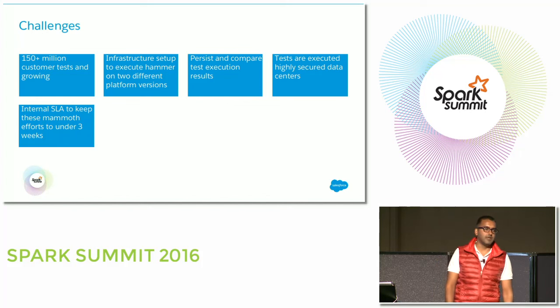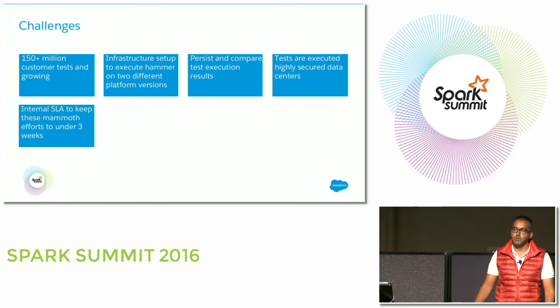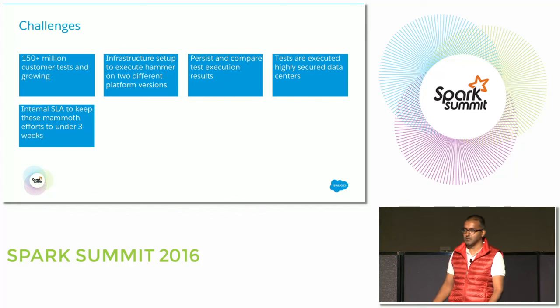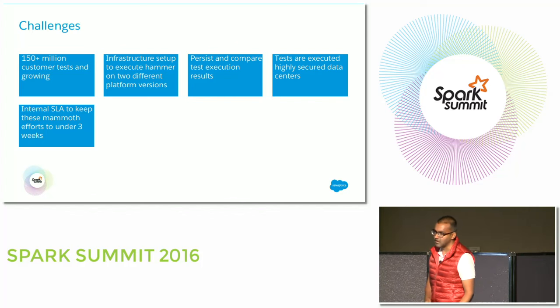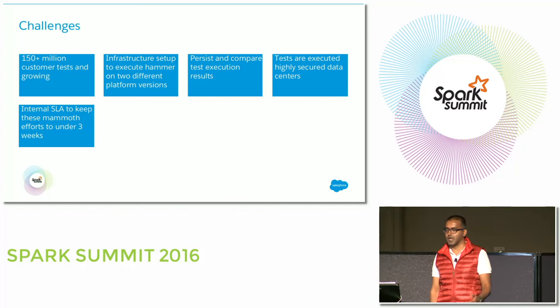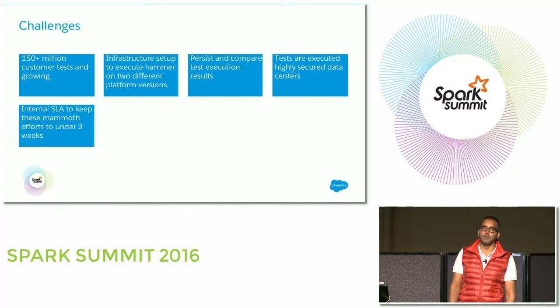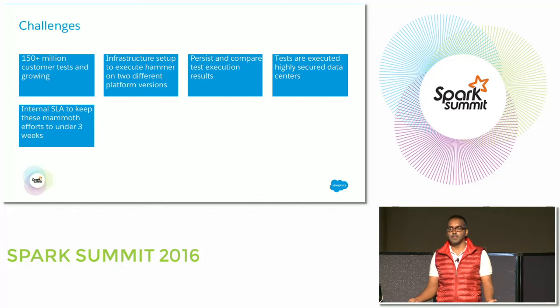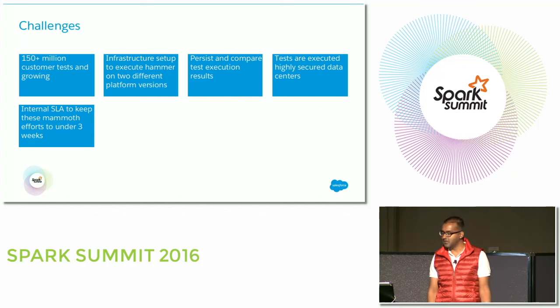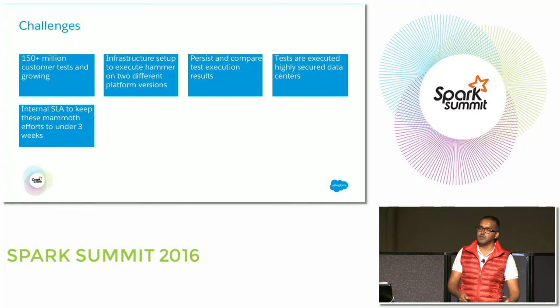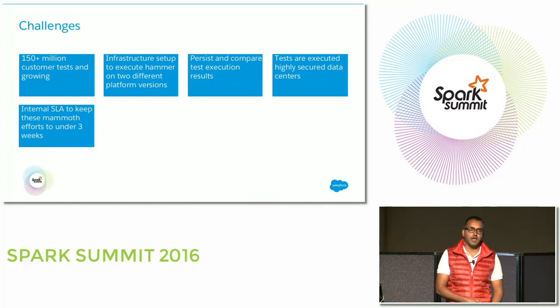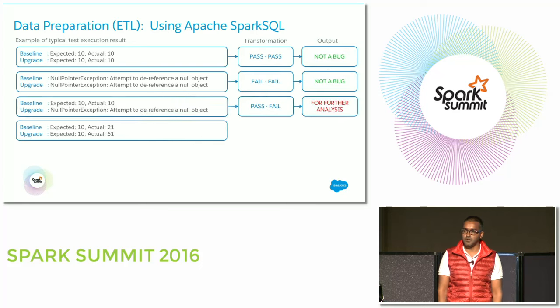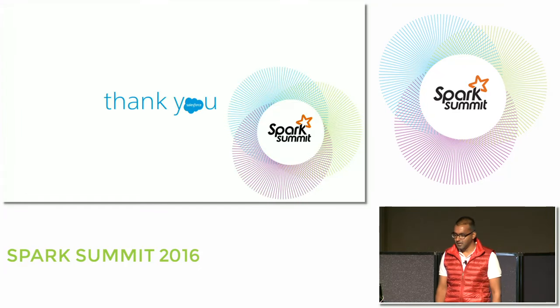The whole operation is infrastructure intensive. We have to have a huge amount of infrastructure dedicated for this, which involves a large number of teams working across geography to set up this infrastructure and make sure that the hammer processes are able to run in our production data centers. Once the results are there, we need to persist them and compare these 2 results, and that involves some complex computations. And then tests are executed in a highly secured environment, which means that since these are customer production tests, we do not have any access to any data or output results whatsoever, which makes this much harder.